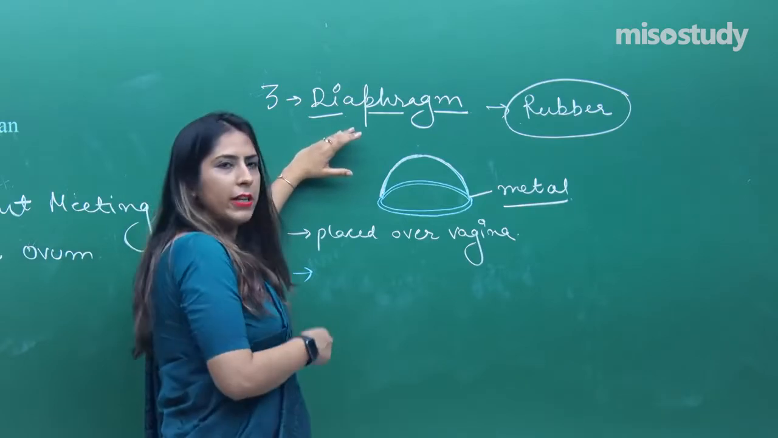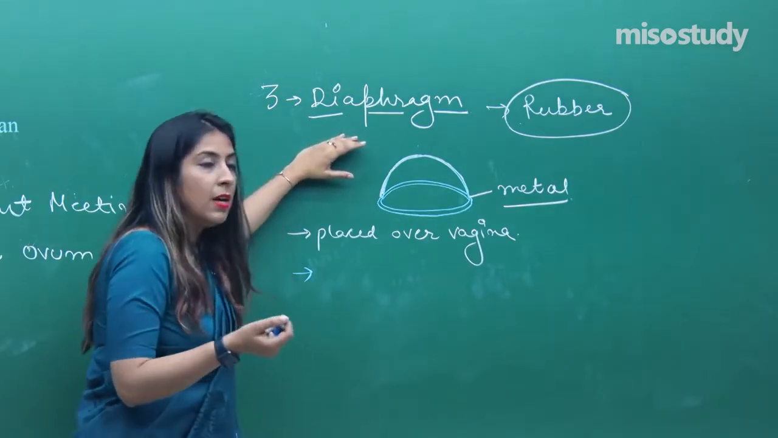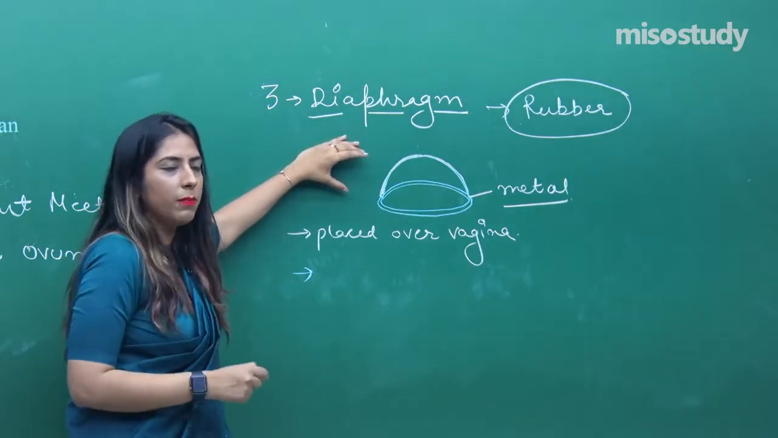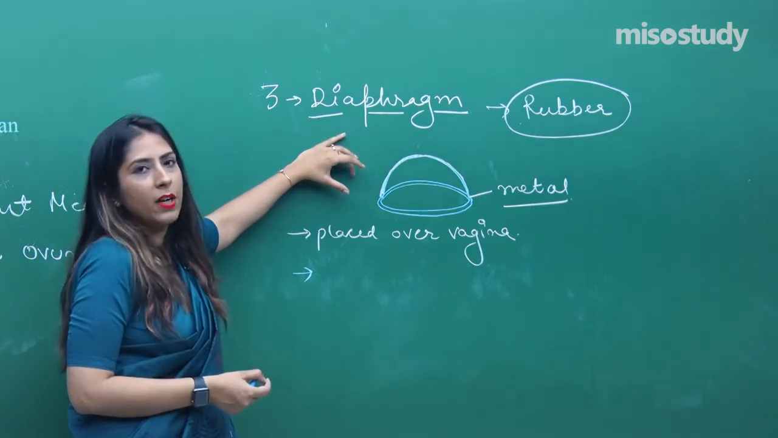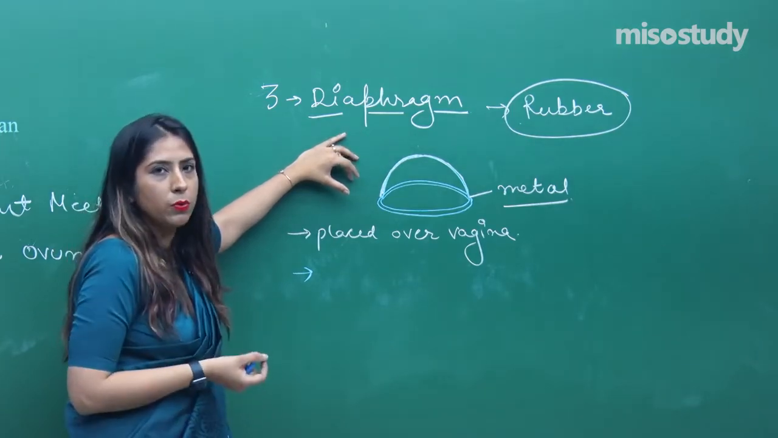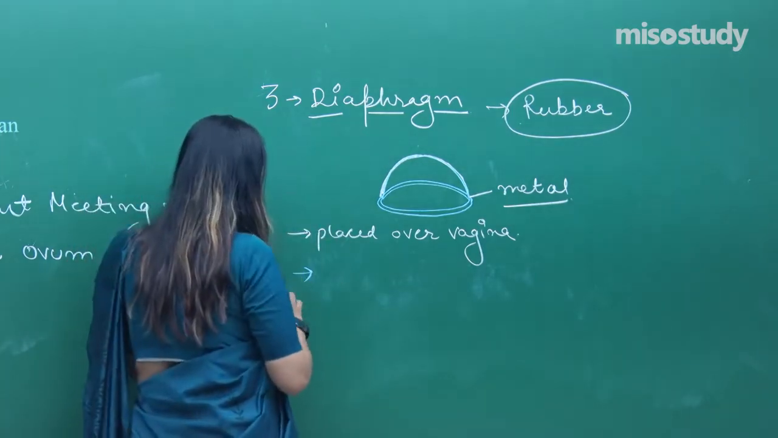One is the diaphragm. We have already discussed the diaphragm. We have discussed the condoms. That is the male condom. We have discussed the female condom. Along with female condom and diaphragm, certain chemicals are also used, and those are spermicides.